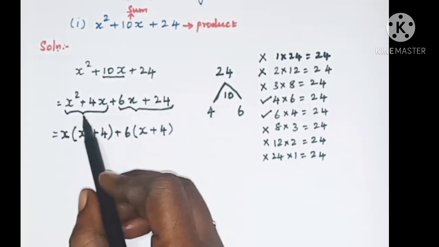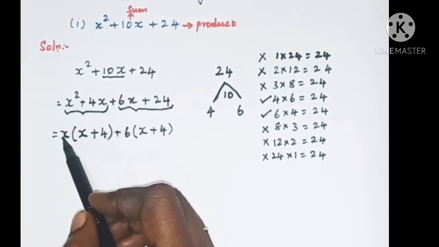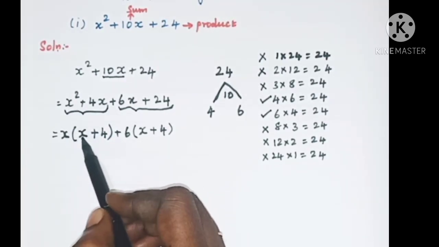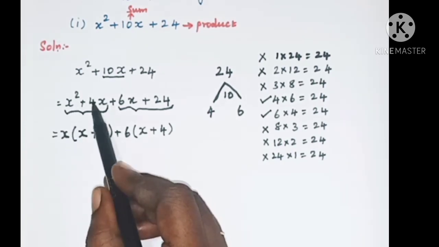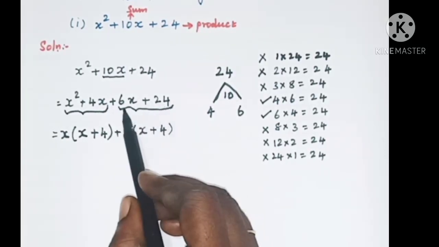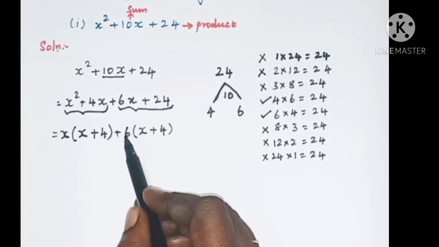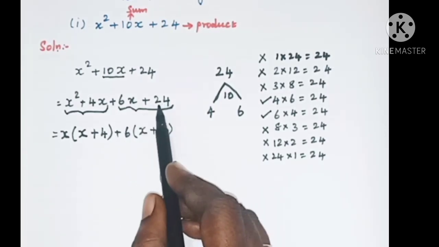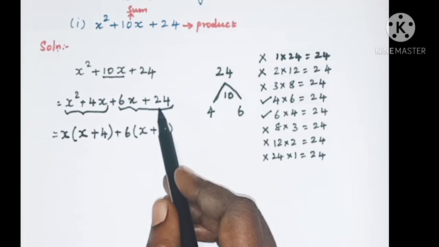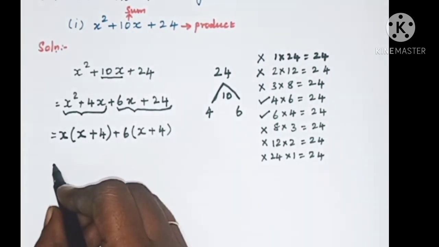I repeat it once again. From the first two terms, we took x outside. So x into x, x square. The remaining is 4. So x into 4, 4x. And from the last two terms, the common number is 6. So take this outside. 6 into x, 6x. 24 can be written as 6 fours, or 6 into 4. So 6 into 4 is 24.